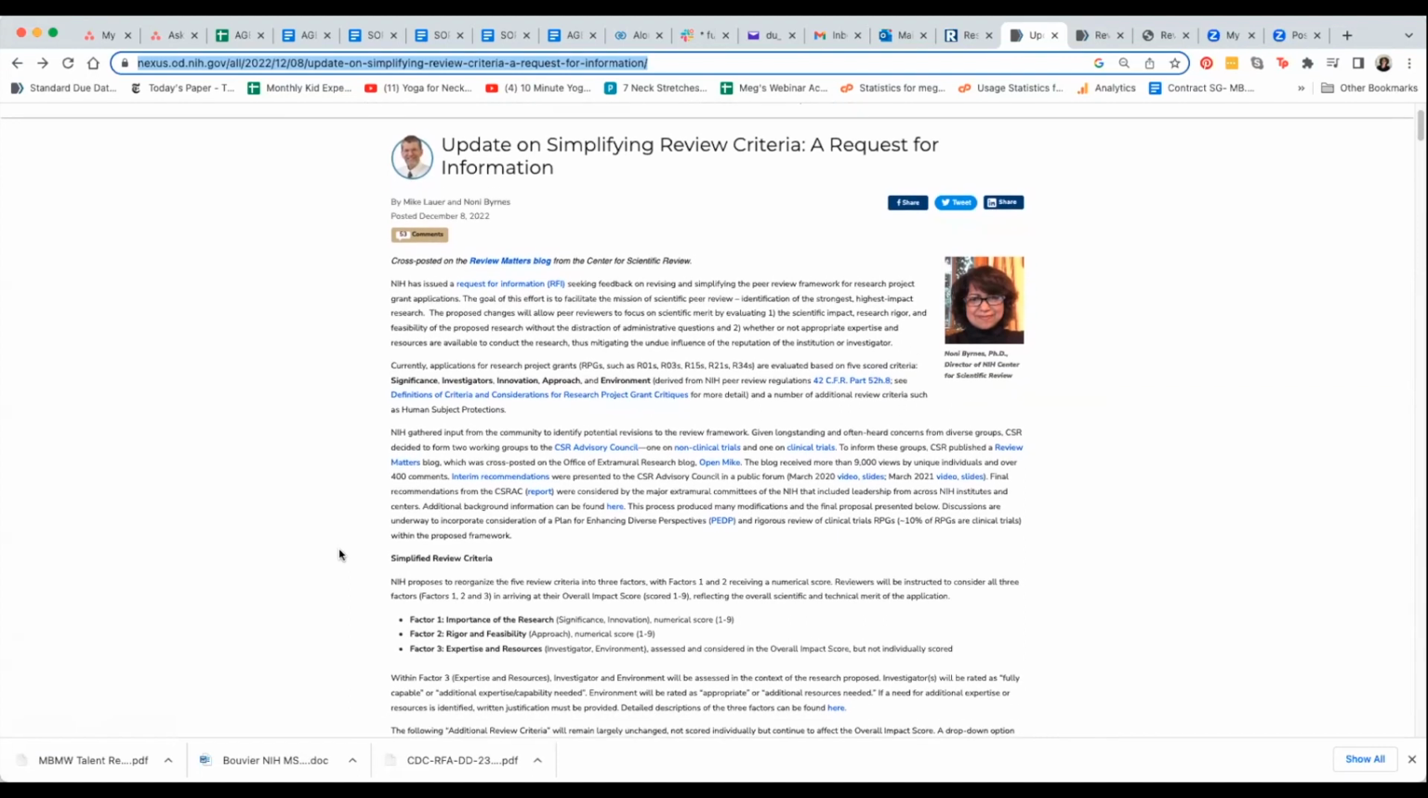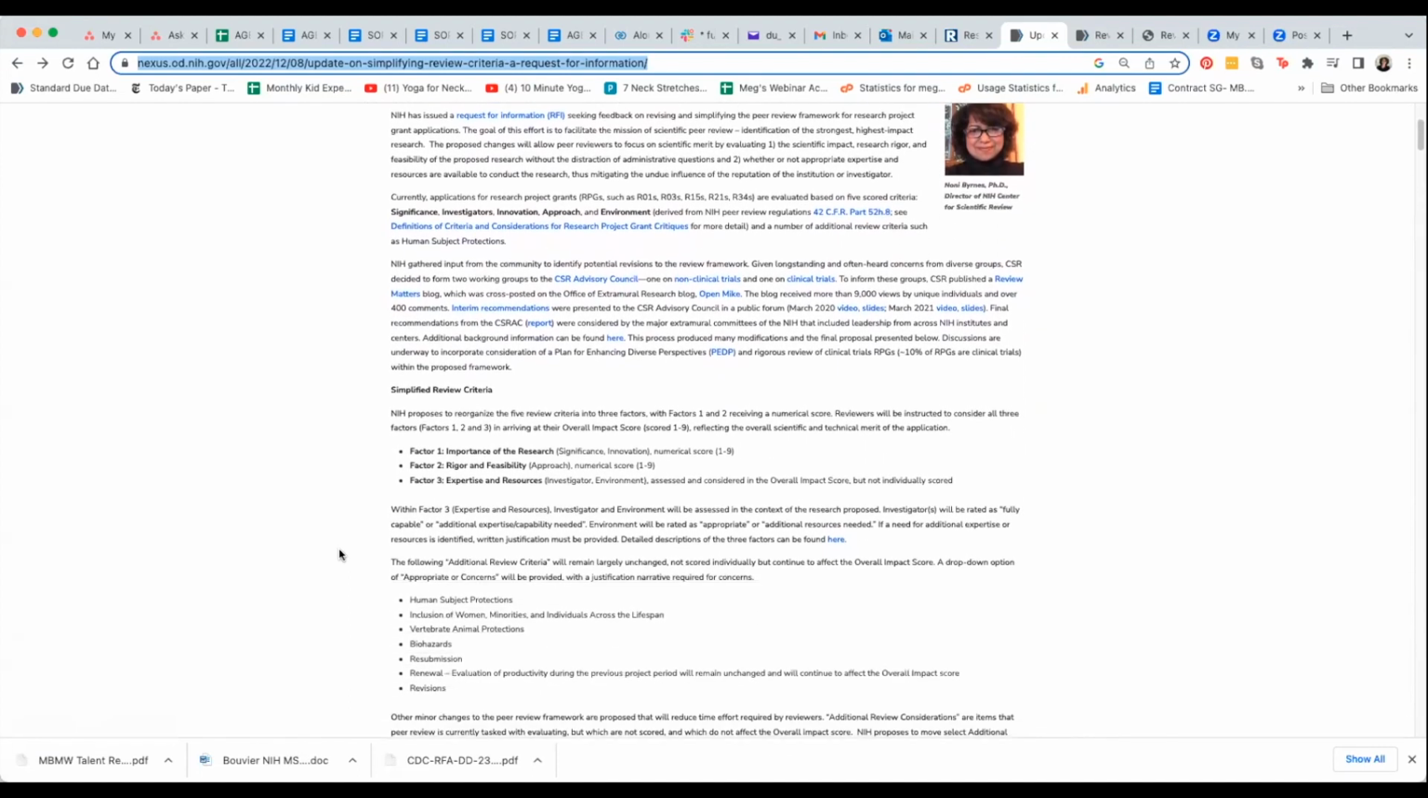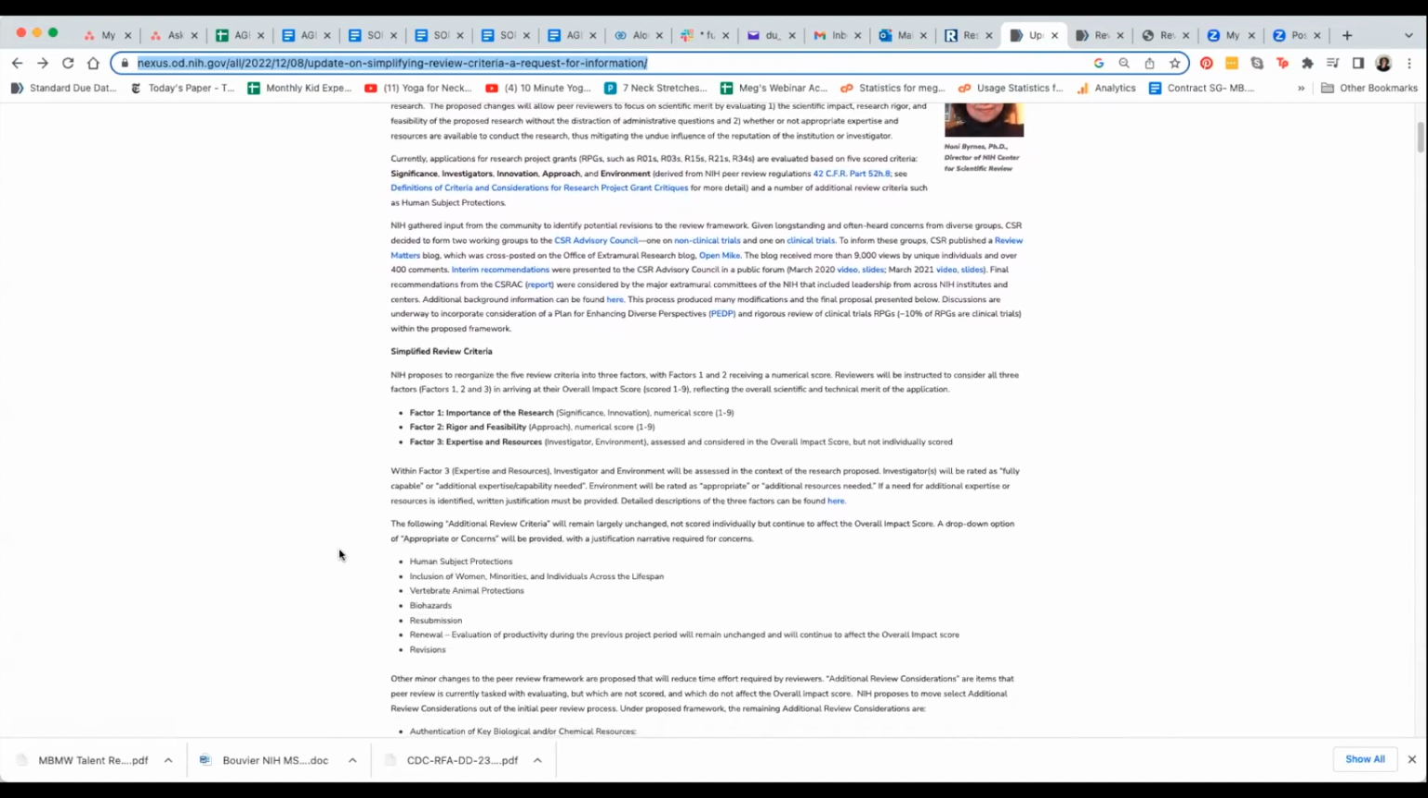So let's take a look at what these changes in scoring criteria are. There is a move now to move to 3 factors. So factor 1 is going to be scored, and it's the importance of the research, significance, and innovation. Factor 2 is going to be rigor and feasibility, which is essentially like the approach. And that will also have a numeric score. Remember that the low numbers are good, high numbers are bad.